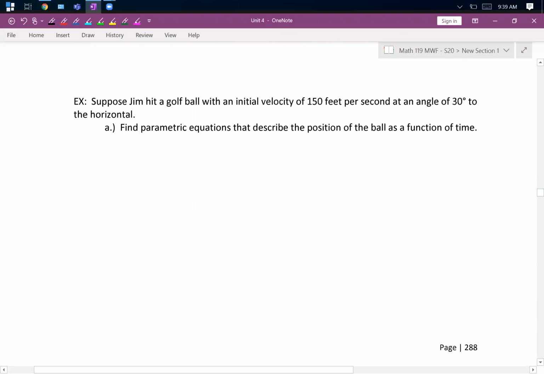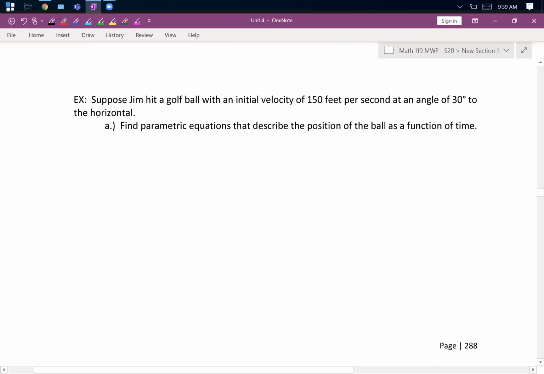So here goes. Suppose Jim hits a golf ball with an initial velocity of 100 feet per second and an angle of 30 degrees to the horizontal. First thing we want to do is find the parametric equations that describe the position of the ball as a function of time. So we'll be using those formulas that we just had for x and y.